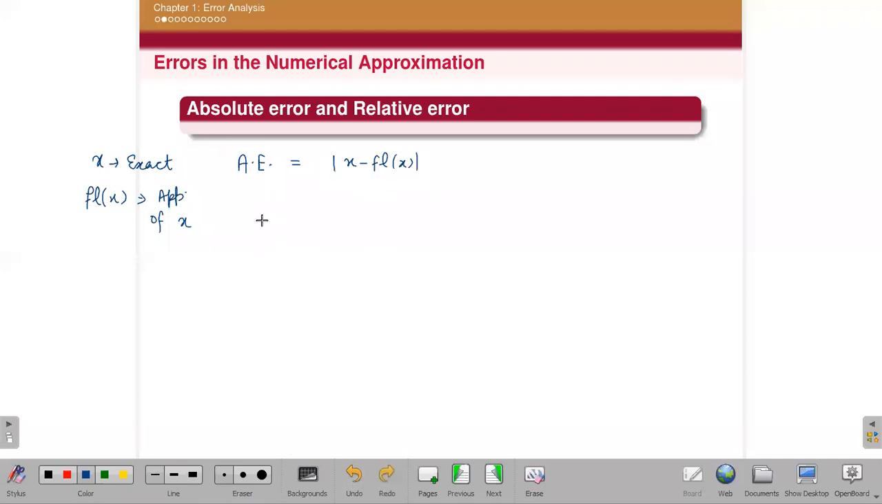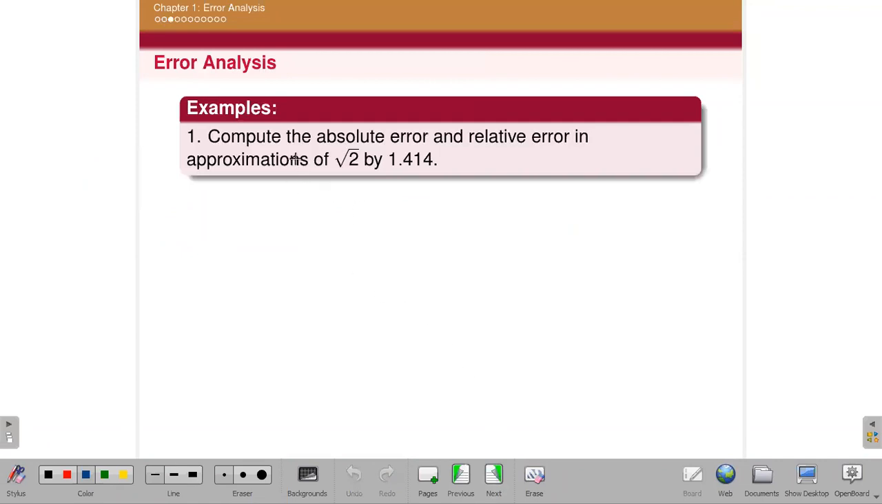This is the only absolute error, and relative error is mod x minus FL of x, means absolute error divided by the actual value mod x. So this is same as absolute error divided by mod x. So these two definitions you have to remember. Next we have one example: compute the absolute error and relative error in the approximation of √2 by 1.4.